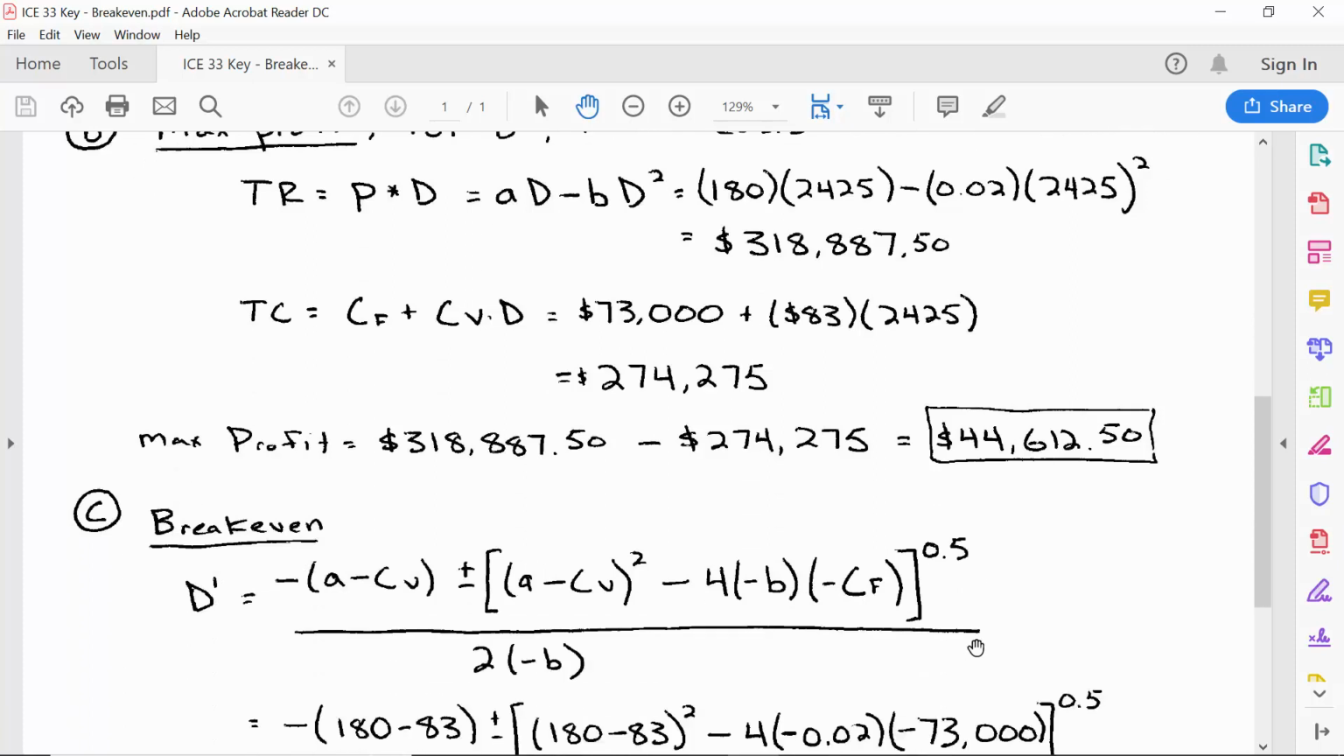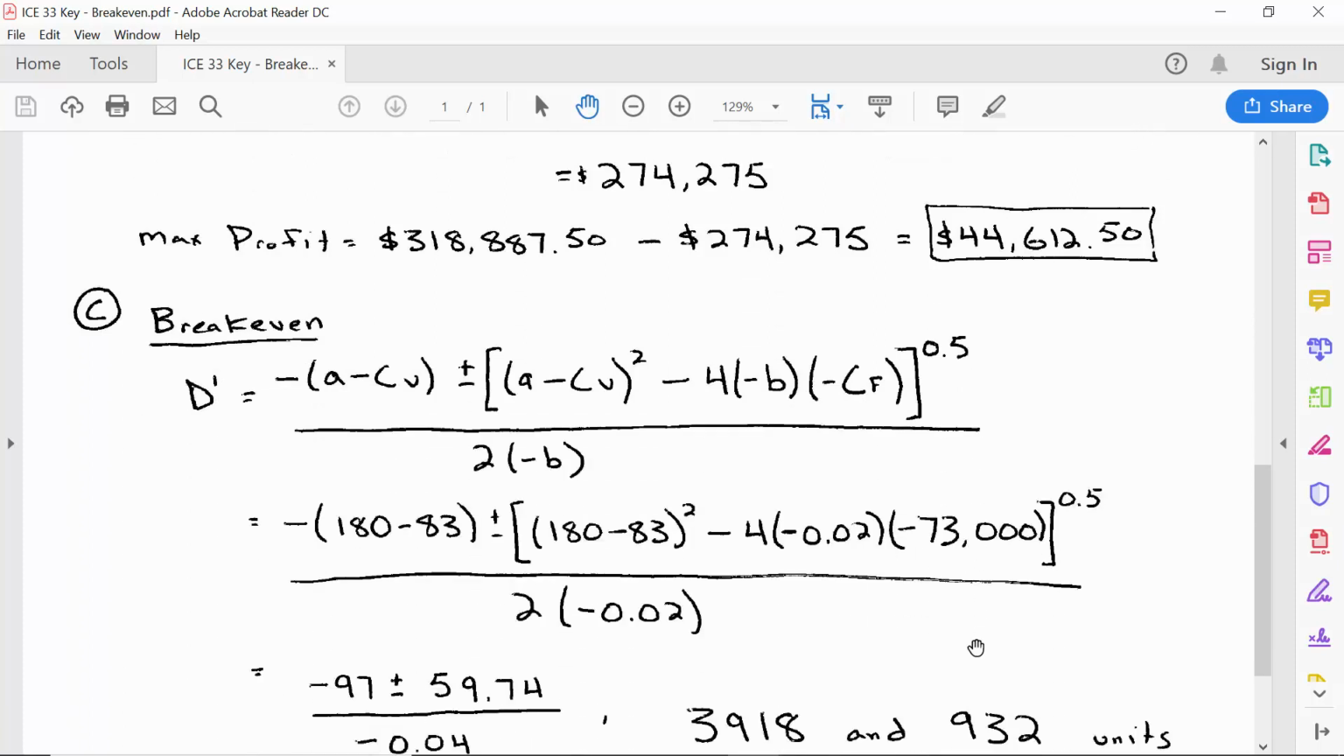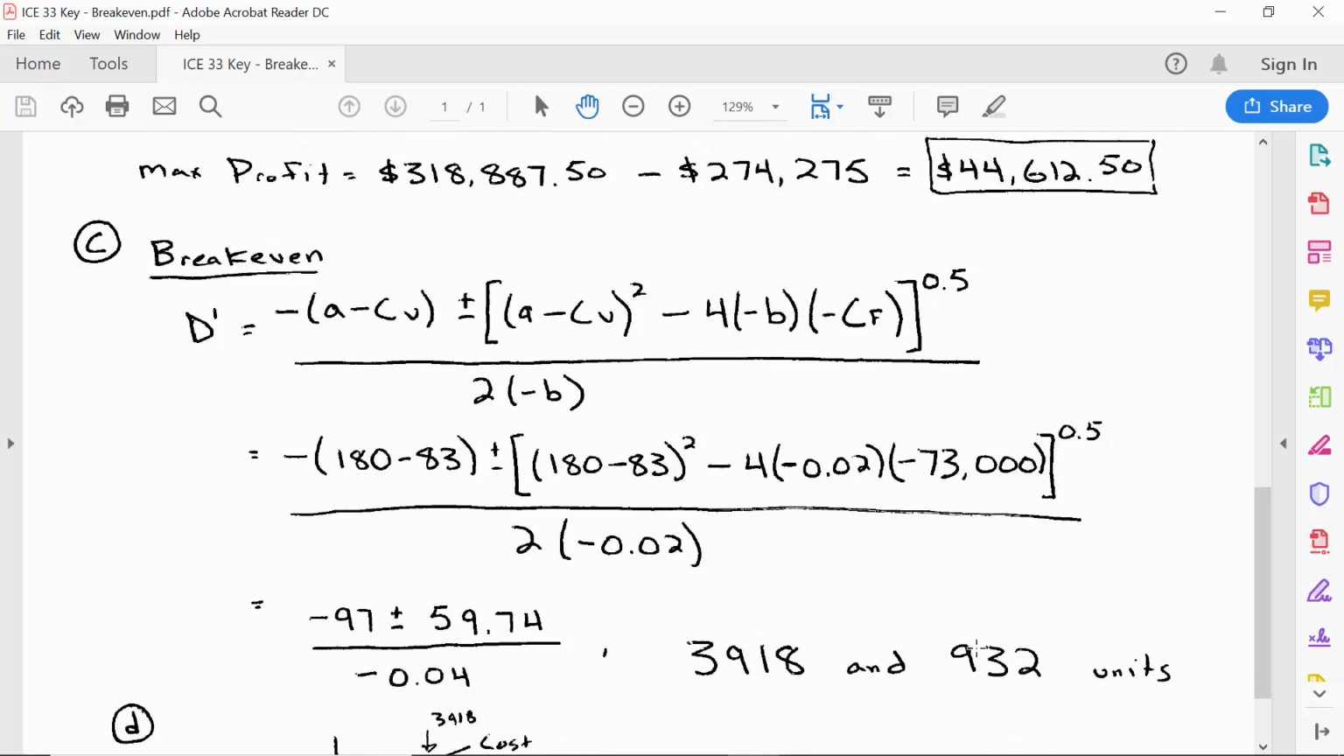Okay, now break even is where we have to substitute into this lengthy equation here. So the formula is going to require us to have A, which is the intercept of the price-demand relationship, C sub V, which is the variable cost per unit, and then also the slope of the price-demand relationship goes in there as B, and then the fixed costs.